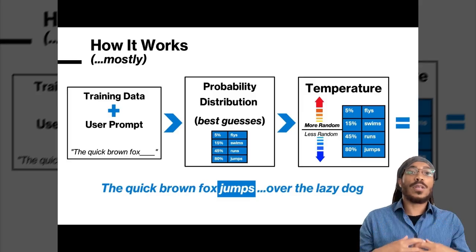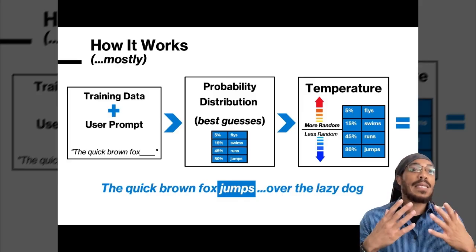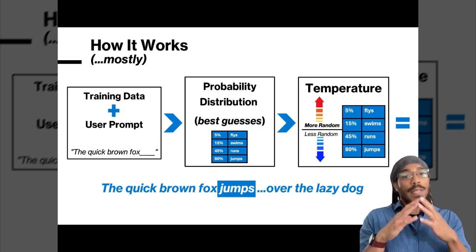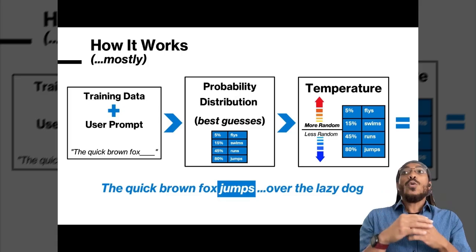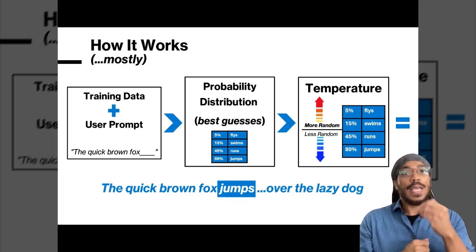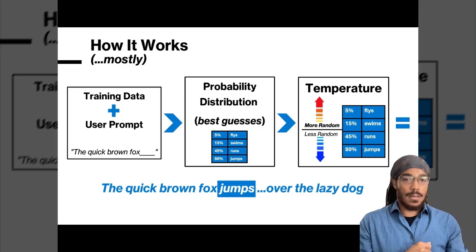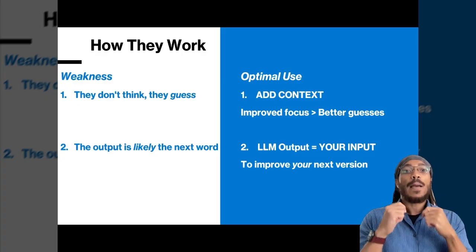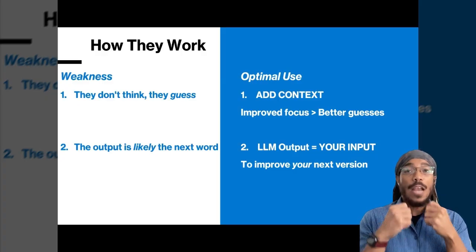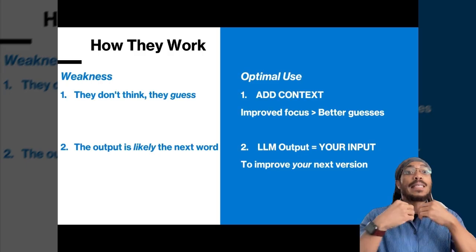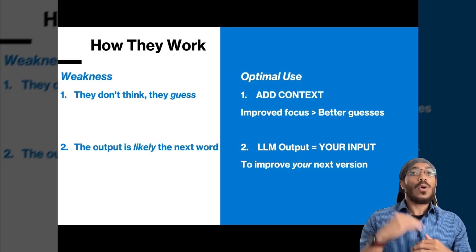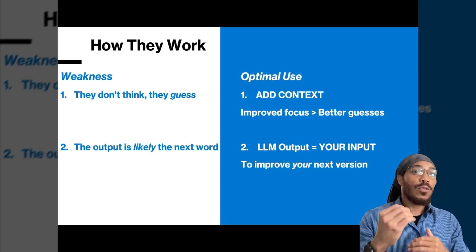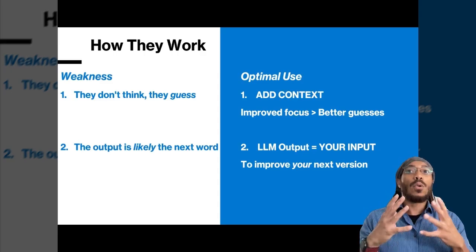Sometimes it'll give you words that are unexpected, words that may seem random, but that still fit within that probability distribution. We know that weakness and we can leverage it for strength. We do that by providing more context and using the LLM's output as our next input. They don't think, they guess. So, in order to improve their guesses, we provide more context.